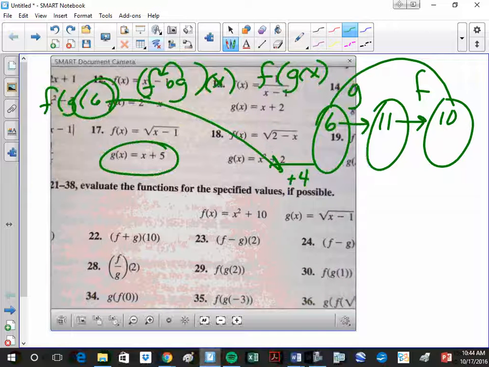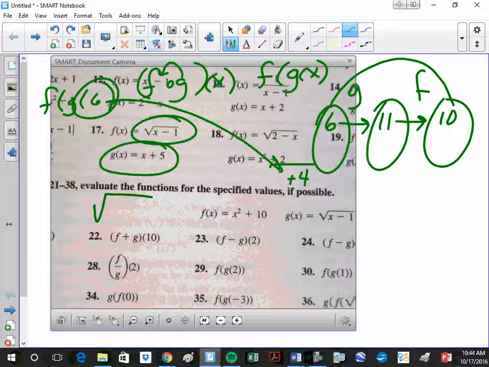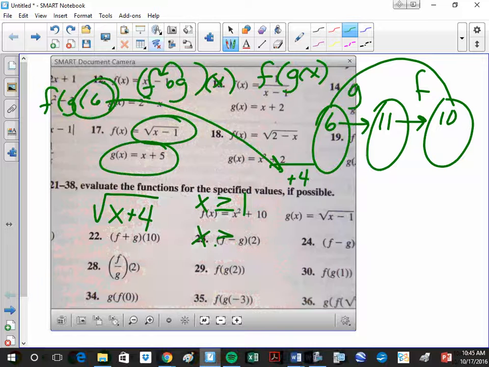No. Does f have any domain restrictions? Yes. x must be greater than or equal to 1. Does the end function have any domain restrictions? Yes. So I have x needs to be greater than or equal to 1, and x needs to be greater than or equal to negative 4, sorry.